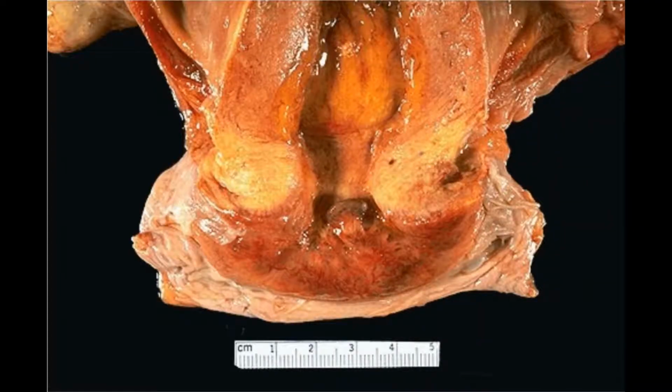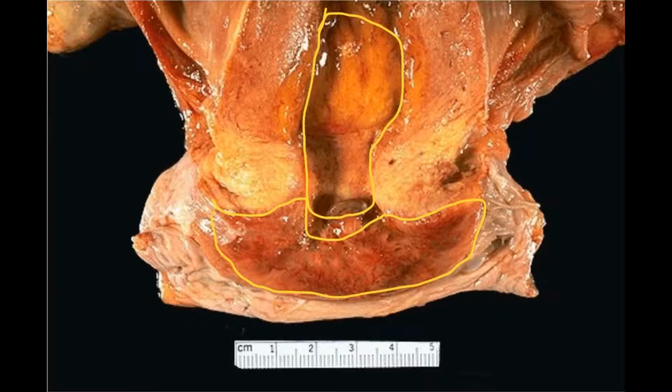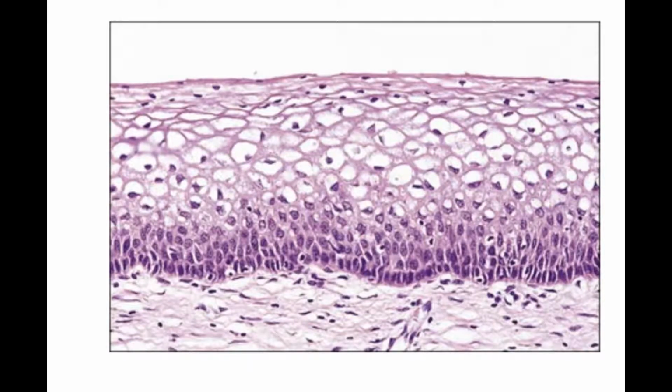This is a gross appearance of the cervix, and right here is the endometrial cavity. And on the outside here you see the ectocervix, which is all red and inflamed. This is a microscopic appearance of the ectocervix, and right here is the basal layer. As the cells move upwards from the basal layer, you'll see that the squamous cells get flatter in appearance, so that at the top here you just have a flat layer of squamous cells.